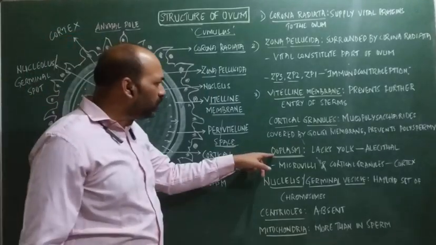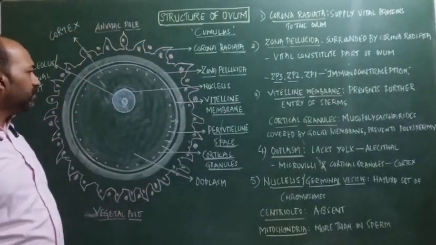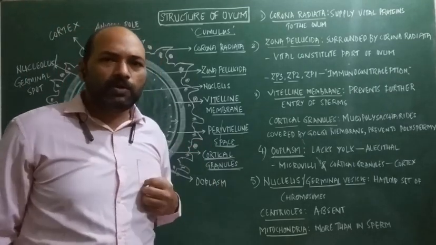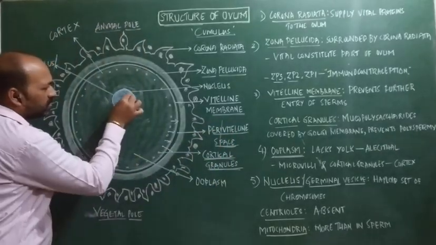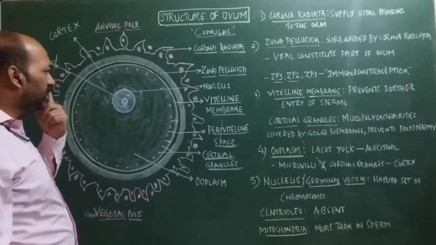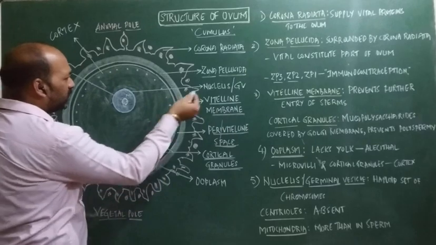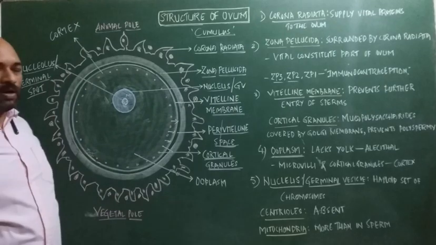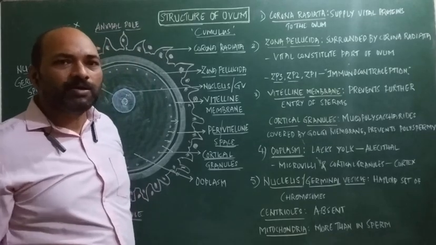So this is about the ooplasm. Next is about the nucleus inside of that. The nucleus generally consists of the nucleoplasm. This is the nucleus and this is the nucleoplasm, and it absorbs the cytoplasm, and thereby that entire nucleus gets converted into the germinal vesicle. And inside the nucleus there is the presence of the nucleolus, also called the germinal spot. And this nucleus consists of the haploid set of maternal chromosomes.